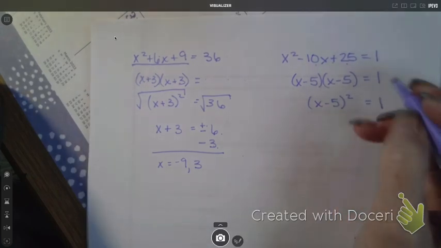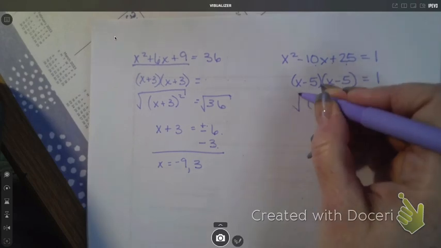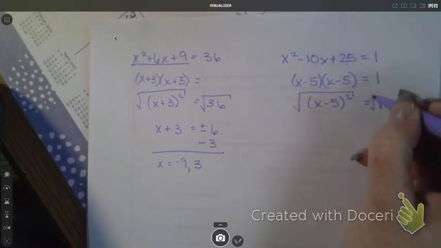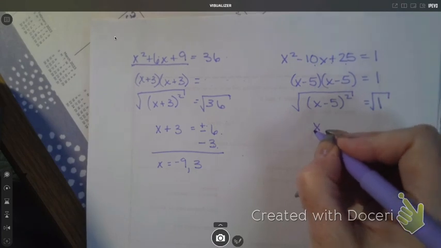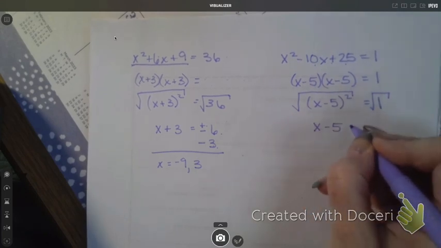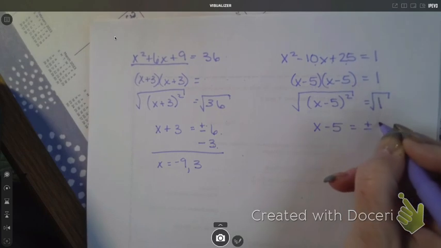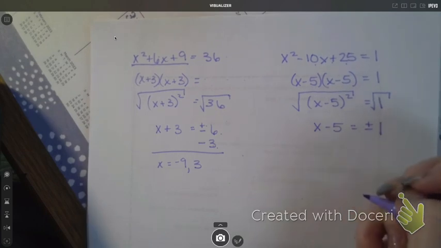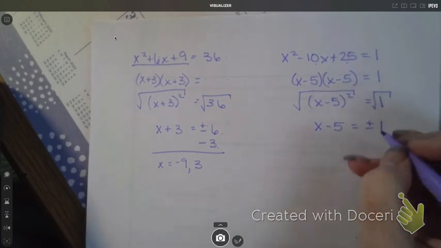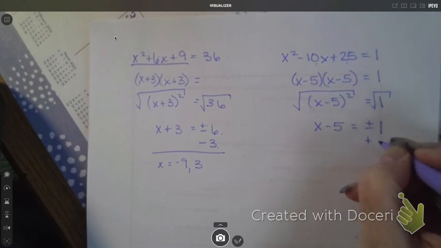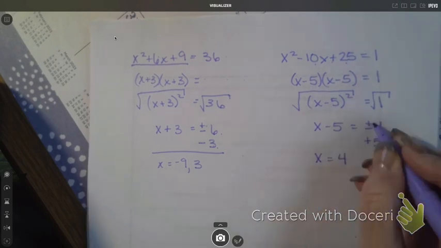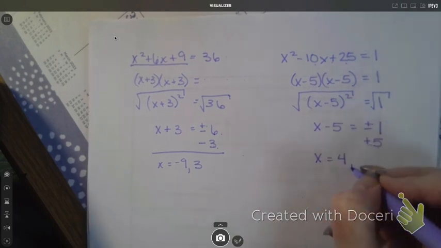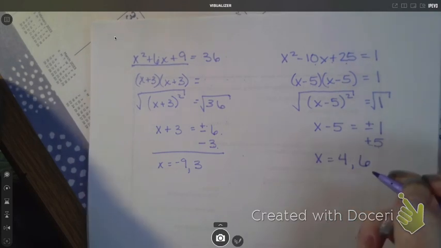Then take the what? Square root. So what's the left? X minus 5. And what's the right? Plus or minus 1. So then I add 5. So negative 1 plus 5, 4. And positive 1 plus 5, 6. So 4 and 6.